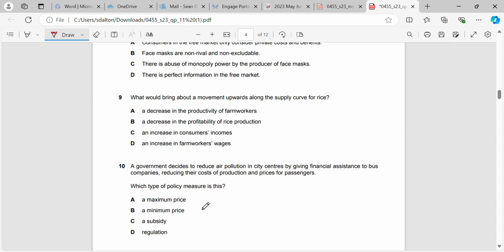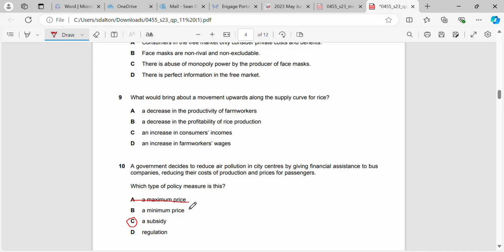Okay, a government decides to reduce air pollution in city centres by giving financial assistance to bus companies, reducing their cost of production and prices for passengers. What type of policy measure is this? That sounds exactly like a subsidy.